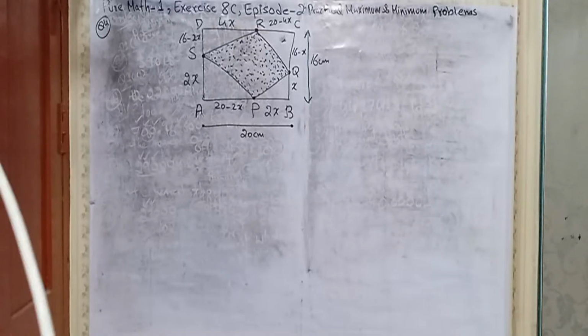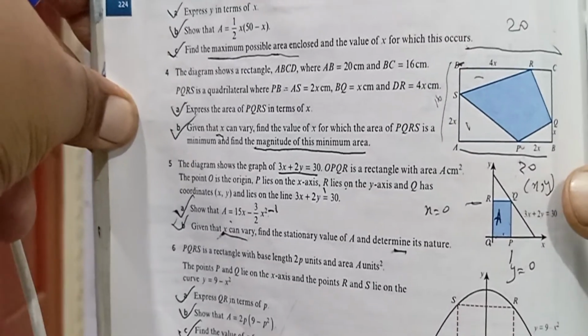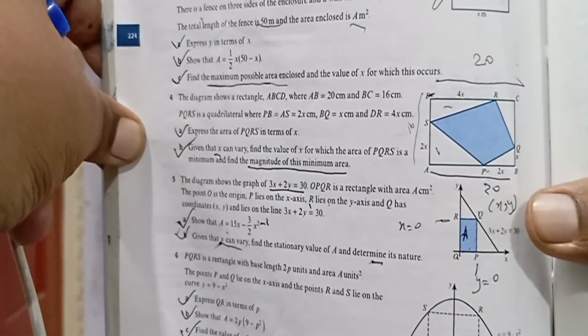The diagram shows a rectangle ABCD where the AB is 20 centimeter and BC is 16 centimeter, and the PQRS is a quadrilateral where the PB equals to AS equals to 2x centimeter, BQ is x centimeter, DR is 4x centimeter. Express the area of the PQRS in the terms of x. Okay, so let me show you the question. The question number 4. This is the question which we are talking about. Question number 4.